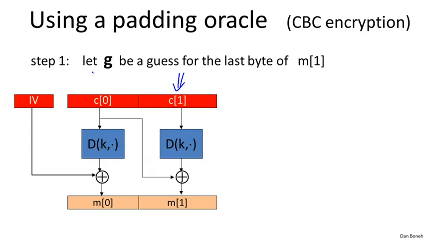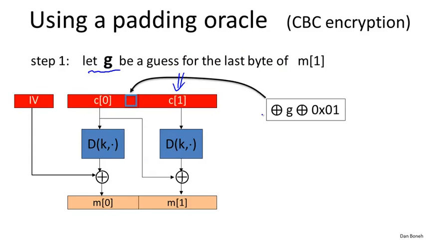Now let's suppose that he has a certain guess G for the last byte of M1. In other words, he just has a guess for this very last byte. G is a value between 0 and 255. What the attacker will do is the following. He will XOR the value G XOR 01 into the last byte of the block C0, the previous block. So all he did is he took the last byte of the previous block and XORed that with his guess XOR 01.